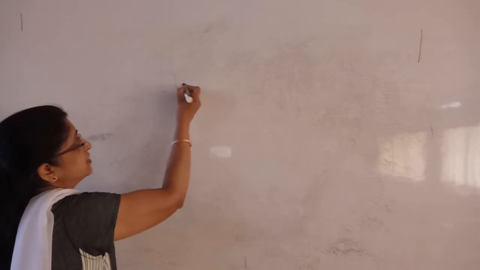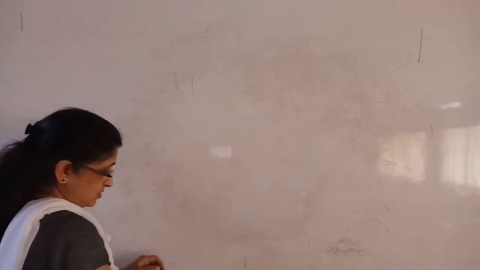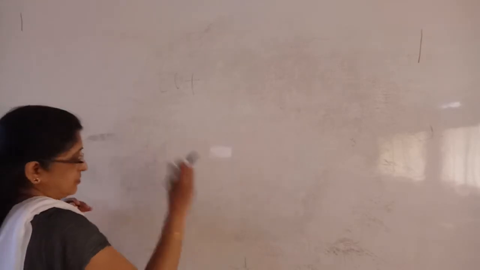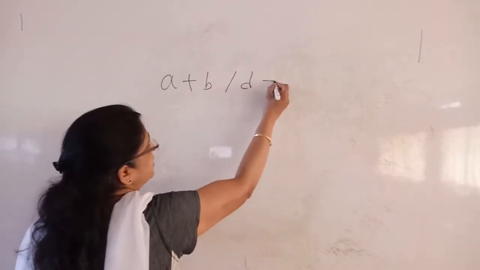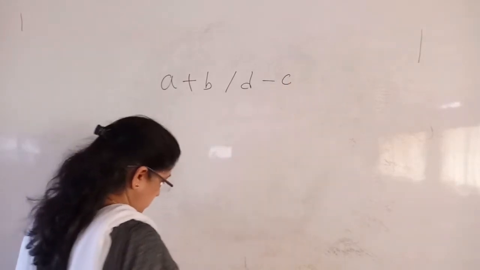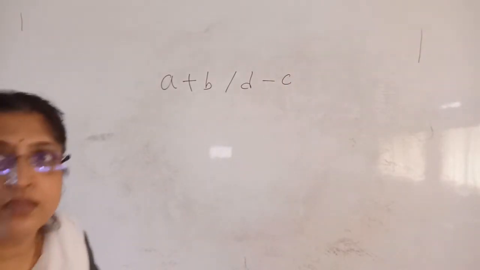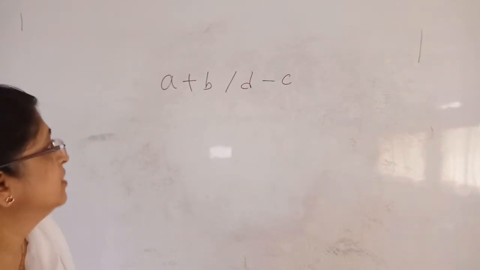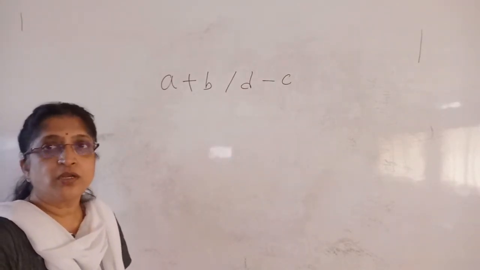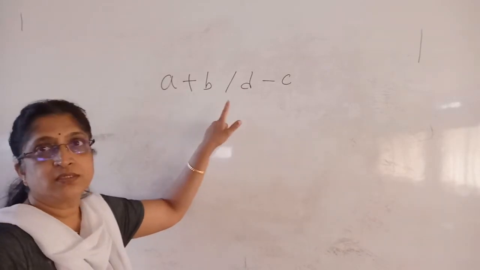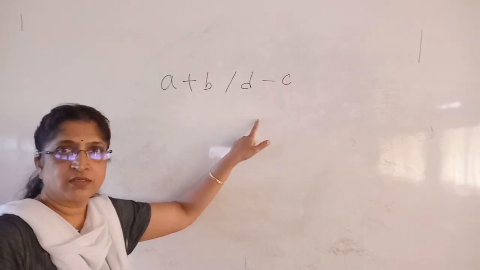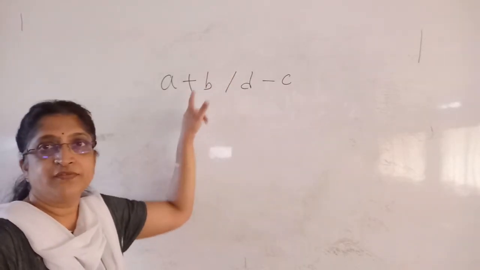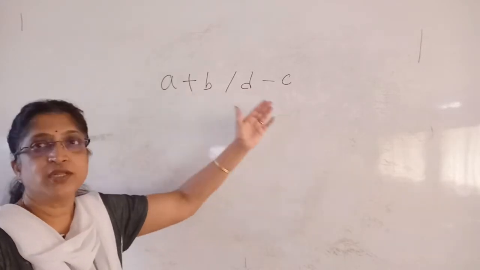Now I will take the expression A plus B slash D minus C. Okay, this is the expression we are going to consider now. Now we have to parenthesize the expression. So what are the operators we have? We have plus, slash and minus. We know that addition and subtraction have the same precedence, but division has higher precedence than addition and subtraction.